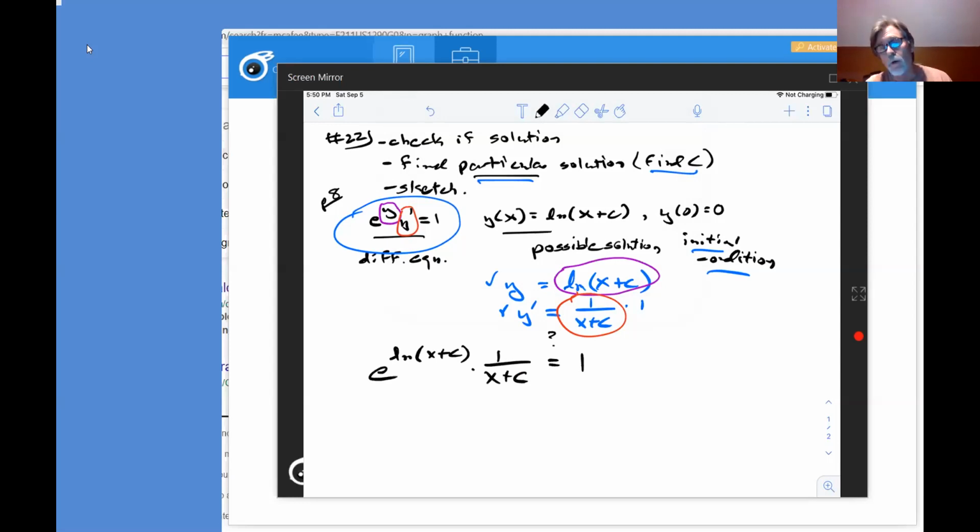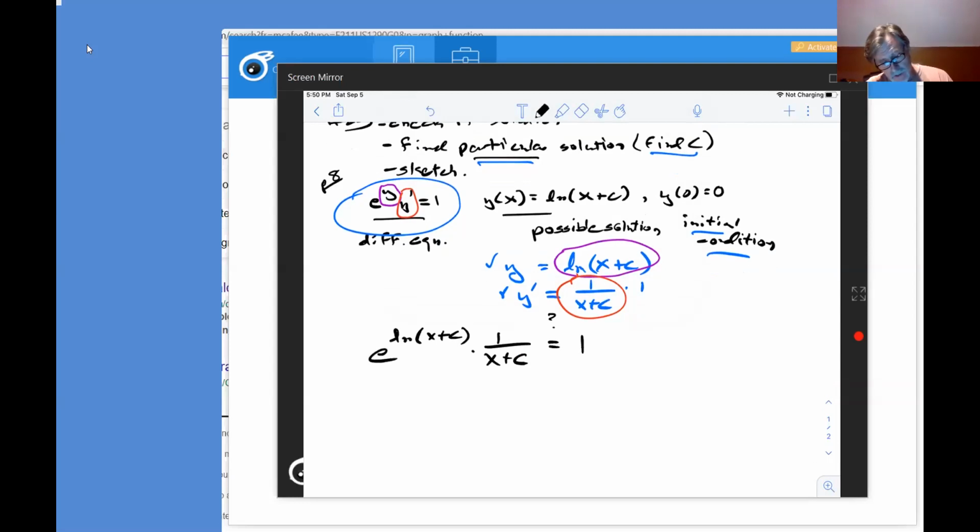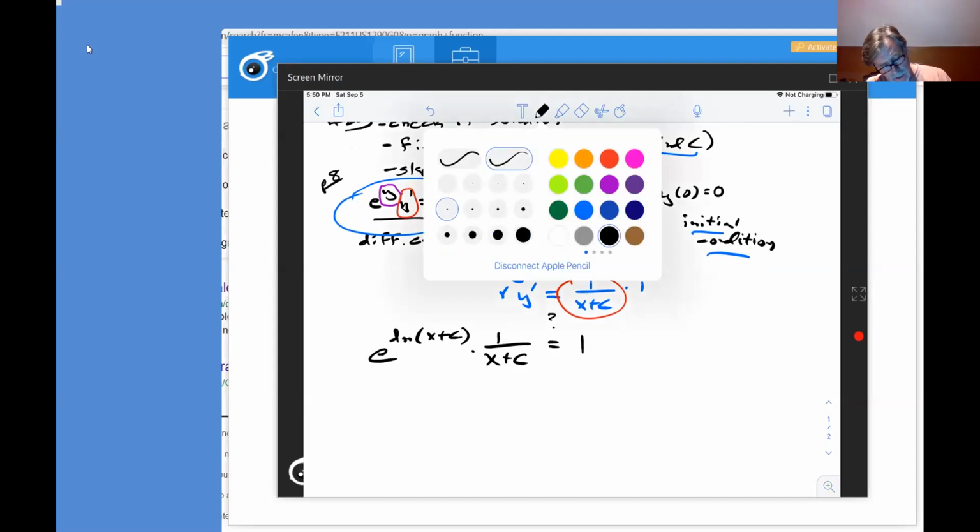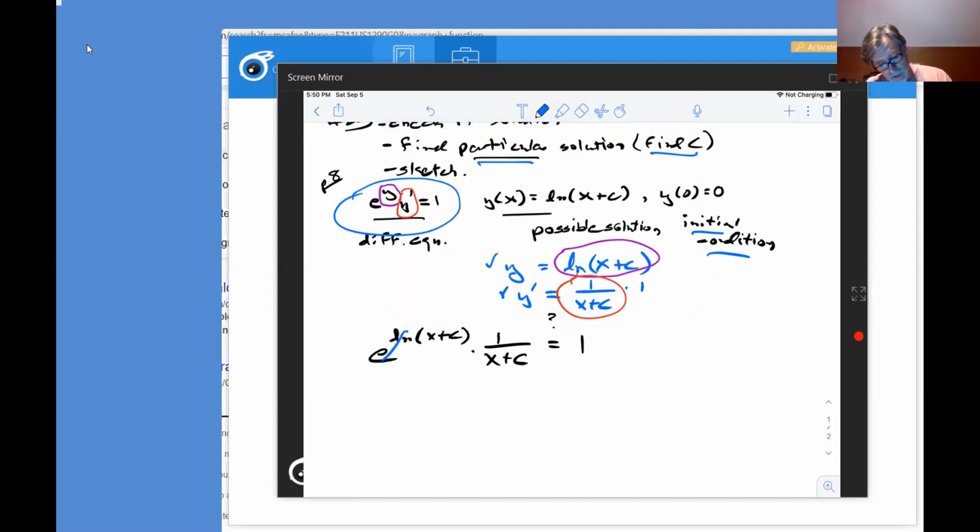So we're checking the solution. Well, it turns out, do you remember this jive? e and natural log counteract each other, and we're getting x plus c times 1 over x plus c, and indeed that's equal to 1. So it is a solution. Okay, so we did the first part, check to see.